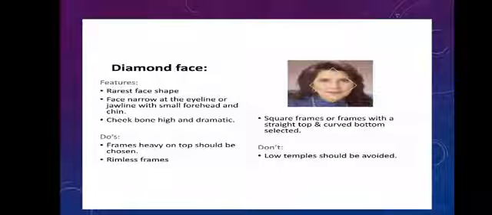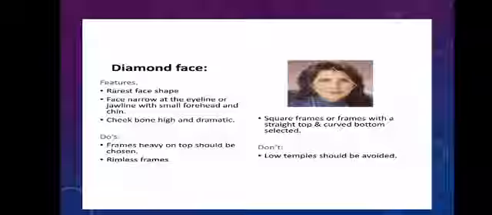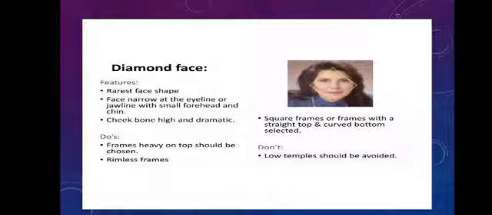This next one is diamond face. This is the rarest face shape. The face is narrow at the eyeline or jawline with a smaller forehead and chin. The cheekbone is high and dramatic. What we have to do is choose frames heavy on the top, and rimless frames. Next option is square frames or frames with a straight top and curved bottom. What we don't want to do is use low temples, which should be avoided.